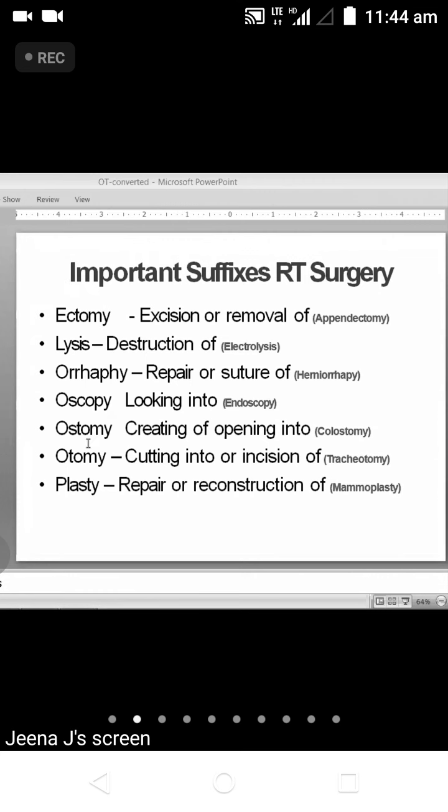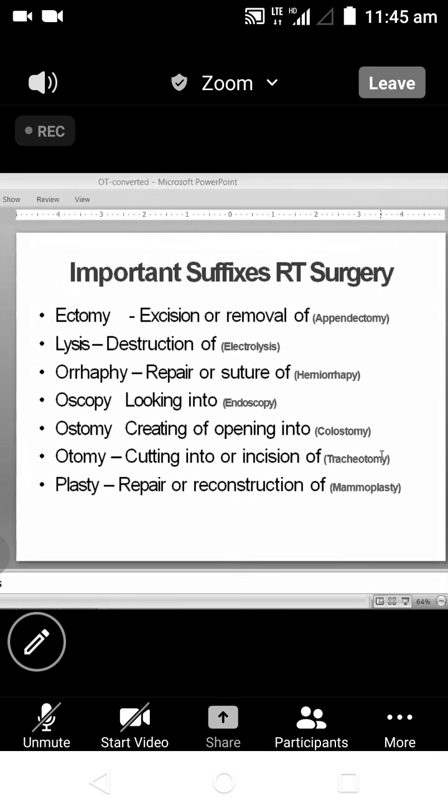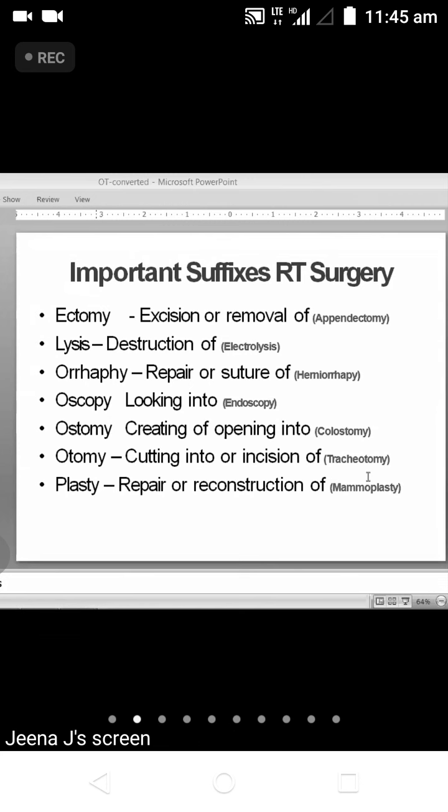Then ostomy. Ostomy is creating an opening. An example is colostomy, opening the colon. Then otomy. Otomy means cutting into or incision of. Examples are tracheostomy, gastrostomy, gastrotomy. All these come under otomies. Otomy means cutting into or incision of, like tracheotomy.